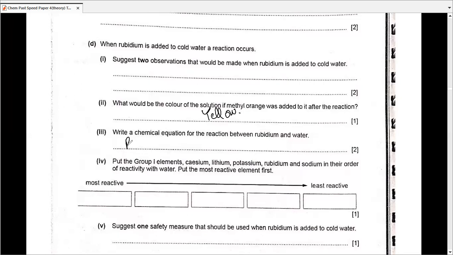Okay. For the next one, Rb plus 2H2O gives 2RbOH plus H2. That's how we write the chemical equation. Solid, liquid, aqueous, and gas. An equation having all four state symbols.